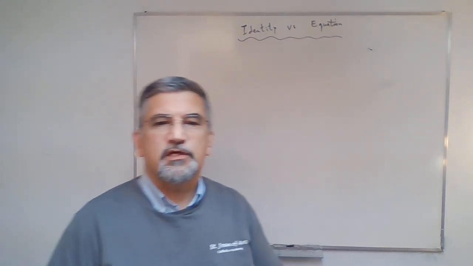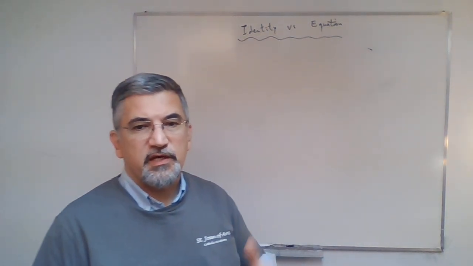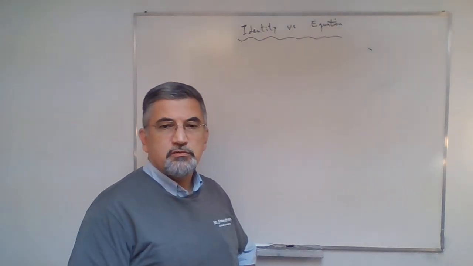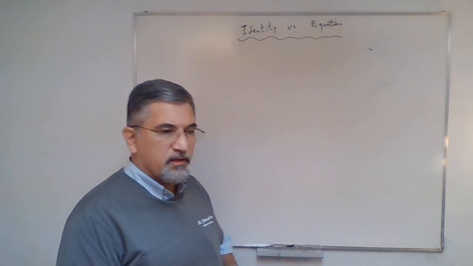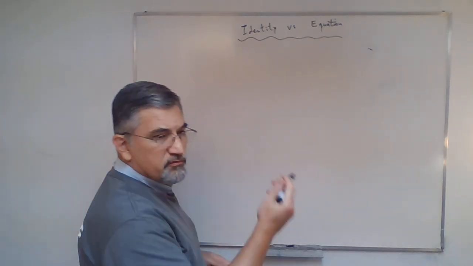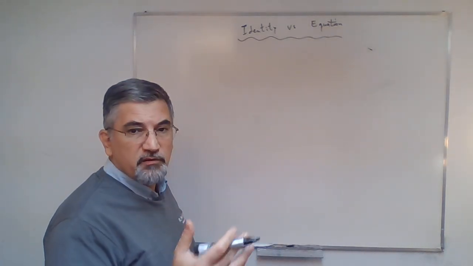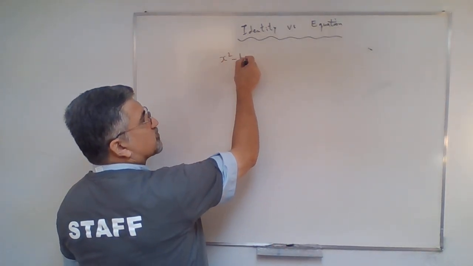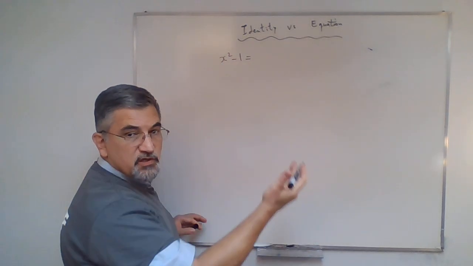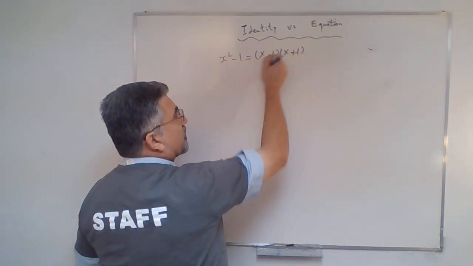Hello everyone. In this lecture, we want to discuss the difference between an identity and an equation. So I'm going to start with a very simple algebraic example. If you remember, we studied the difference of squares formula a long time ago. So if you have x squared minus 1, you know how to factor this obviously. It's going to be x minus 1 times x plus 1.